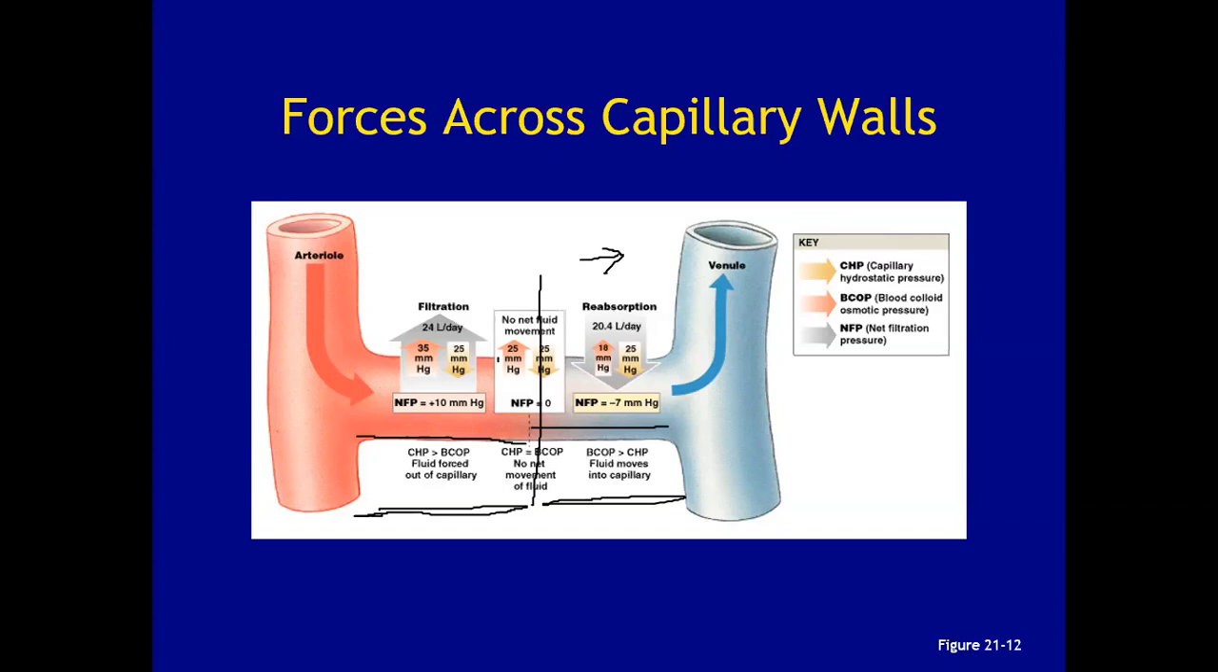But this is important. We're getting to exchange here. The stuff that's in the bloodstream is getting filtered out. That means if we've got nutrients, ions, small hormones, amino acids, oxygen, whatever it is that we've got here, we're able to push it out.